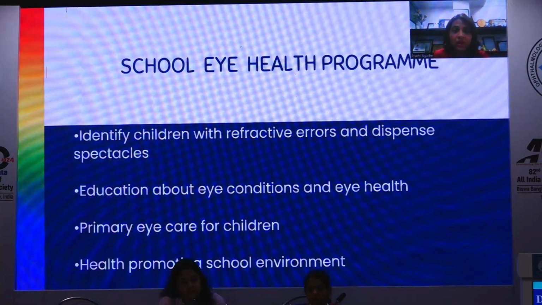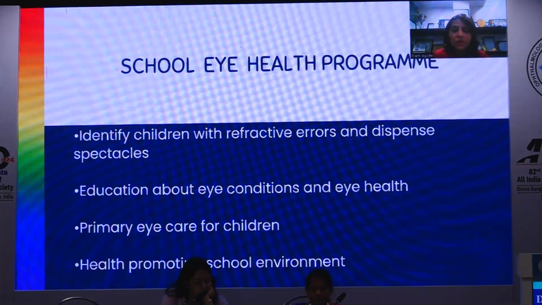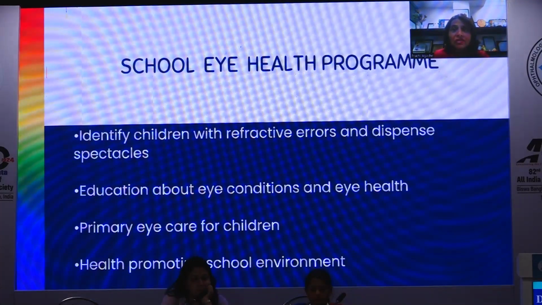So what is a school eye health program supposed to consist of? To identify children with refractive errors and dispense glasses, educate them about the eye condition and eye health, provide primary eye care for children, and have a school environment that promotes good health.